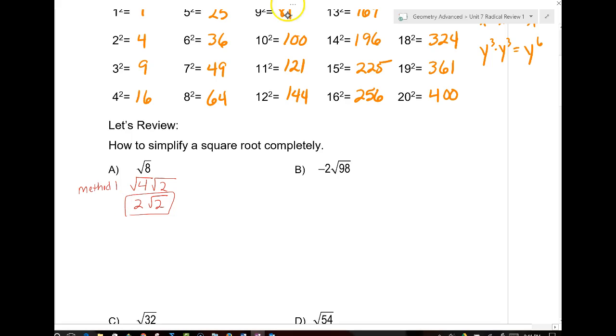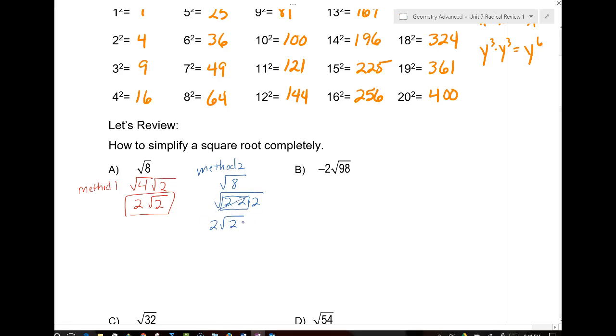Now the other way, method 2, is using the idea of prime factorization. So if I have the square root of 8, I break it down to its prime factorization, which is going to be 2 times 2 times 2. Well, the idea of taking the square root is I'm looking for pairs of numbers multiplied by itself, and I get one pair of 2's. So when I take the square root of that, I take one of those pairs out. So it becomes a 2, and it's 2 root 2.